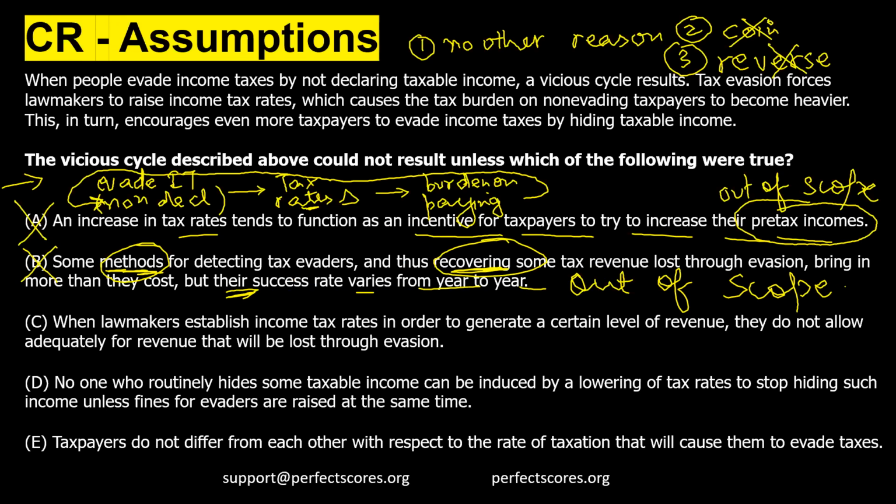Now what I want you to do is, I've eliminated two options. I want you to go through C, D, and E. I'll give you a couple of minutes. I want you to look at the assumptions that we have here at the top, the three assumptions, and then make a choice. So your 2 minutes start now.